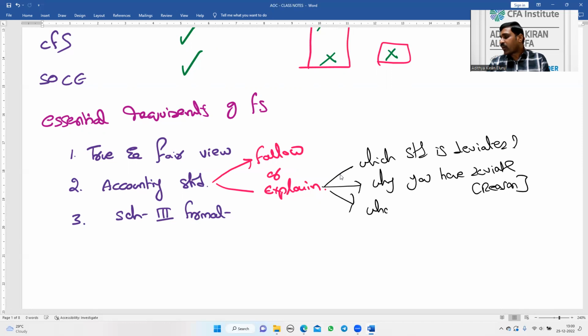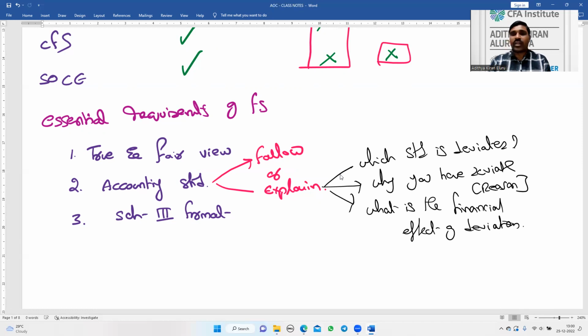And what is the financial effect of deviation? So which standard is deviated, why you have deviated, what is the reason for that, and what is the financial effect of deviation? When we deviate from the accounting standard, either you follow the accounting standard or explain the deviation.